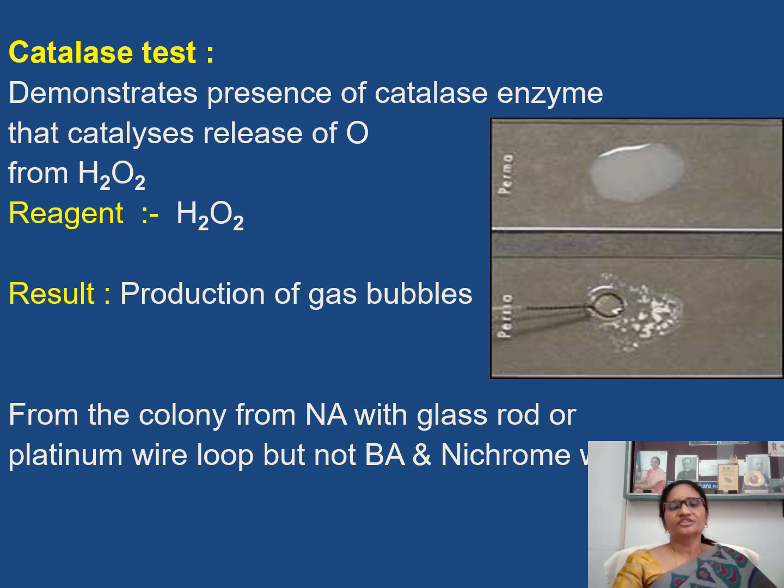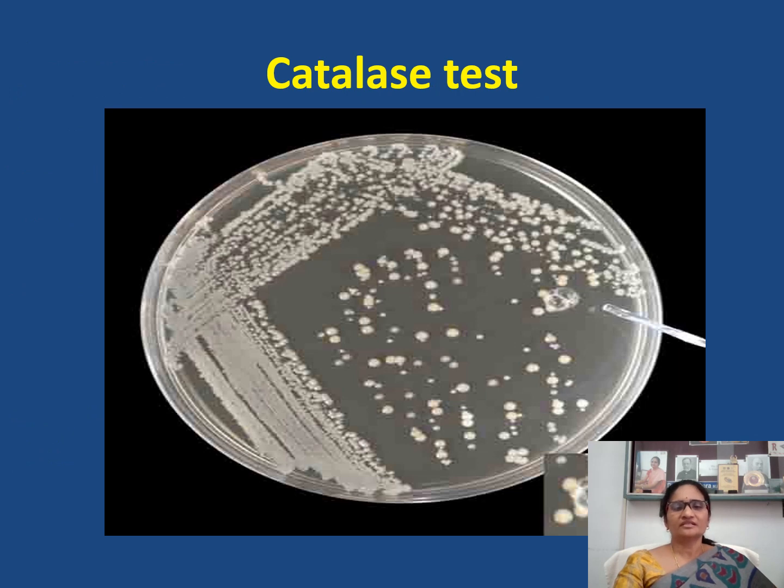Mainly to differentiate between staphylococci and streptococci, we do the catalase test. Staphylococci are catalase positive and streptococci are catalase negative. That is about the catalase test, and here we can do it on the culture plate directly also. On the surface of the colony itself, hydrogen peroxide is poured. Then immediately you can see the gas bubbles if the organism is catalase positive.